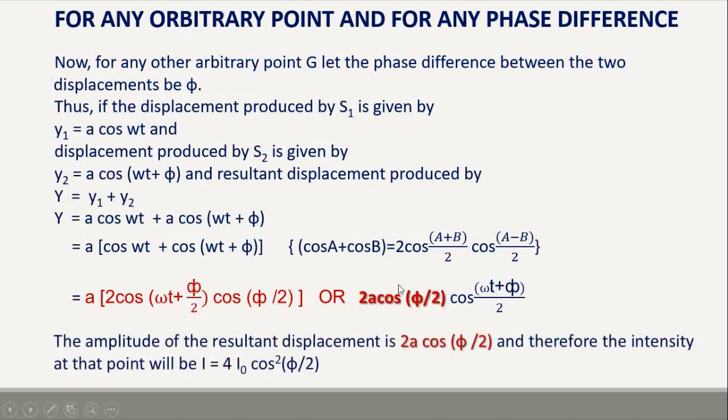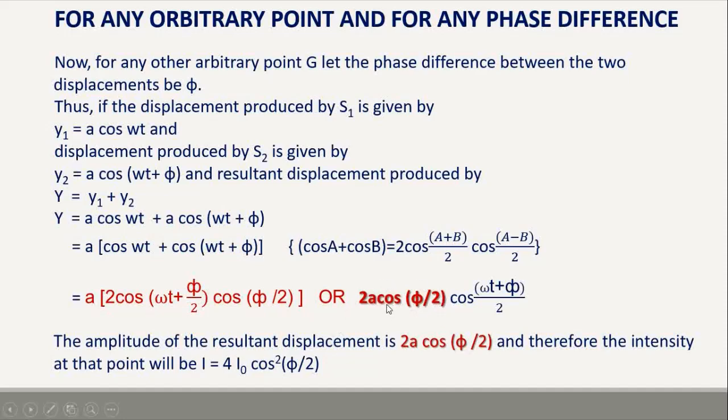Then if you observe this equation, it will be like a cos omega t plus phi. Even though it is omega t plus phi by 2, just simply treat it as a cos omega t plus phi. Here, in this red colored term, it is like an amplitude term. So I can write this 2a cos phi by 2 as the amplitude of this resultant wave, because y is the displacement of the resultant wave. So 2a cos phi by 2 will be the amplitude.